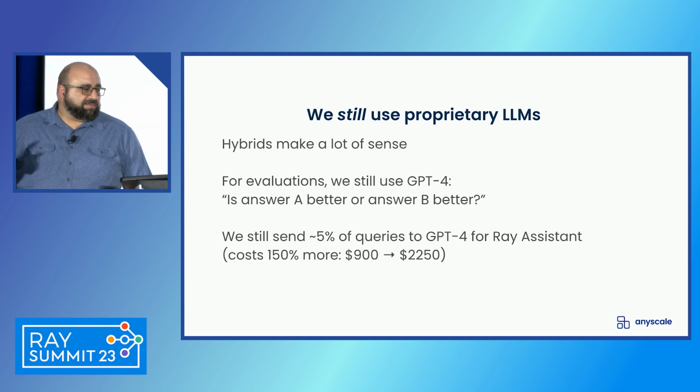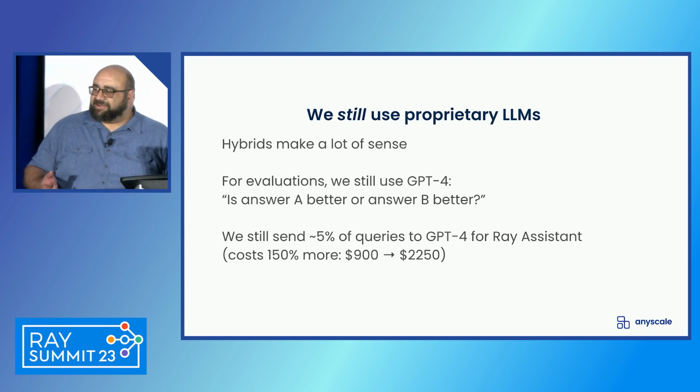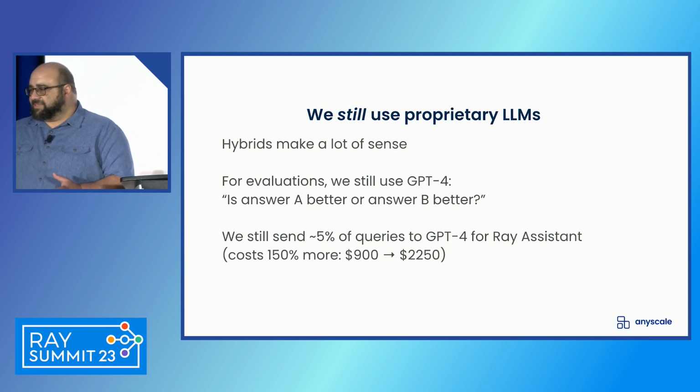Because ultimately, we believe that GPT-4 can produce better answers for some questions. But when we ran it, what we found is that that's about 5% of queries. 95% of the queries are easy queries that we can hand over to Llama 270B. For evaluations, again, when we were building the Ray Assistant, whenever we wanted to do an evaluation, like is this result better or this result better, or on a scale of 1 to 5, how would you rate this answer versus this answer, we would use GPT-4 because it was absolutely the right tool for the job.